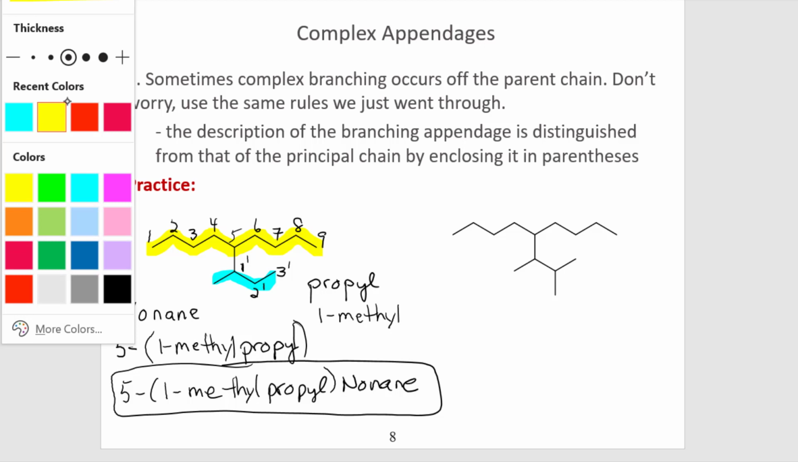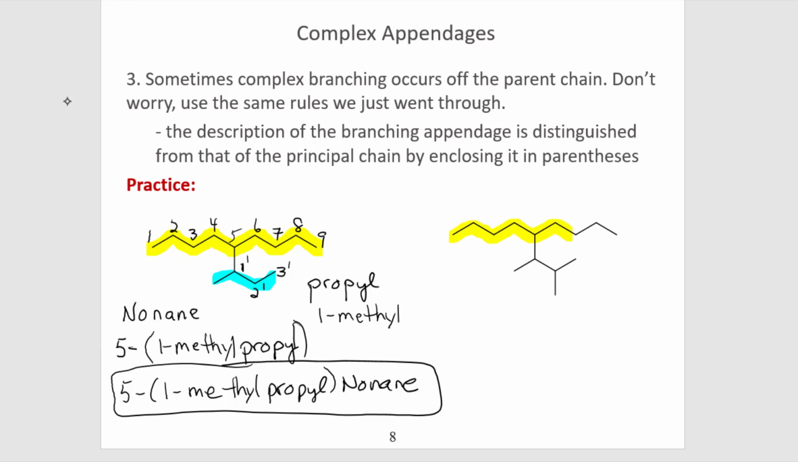Longest parent chain, let's see, 1, 2, 3, 4, 5, 6, 7, 8, 9. Okay. 1, 2, 3, 4, 5, 6, 7, 8. No. 1, 2, 3, 4, 5, 6, 7, 8. No, 9 is the longest. Okay. 1, 2, 3, 4, 5, 6, 7, 8, 9. Looks very similar to the last one. Doesn't matter where I number because the first thing I hit is at carbon 5, and no matter which direction I started numbering, 5 is the first substituent.